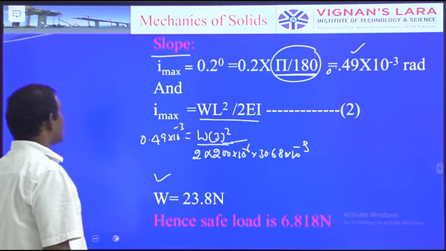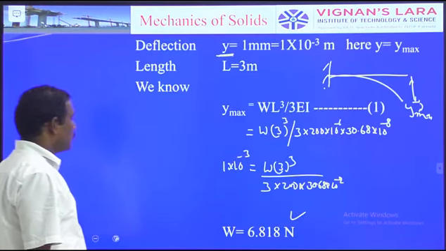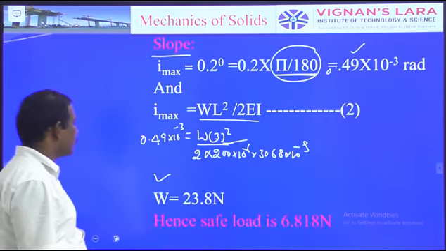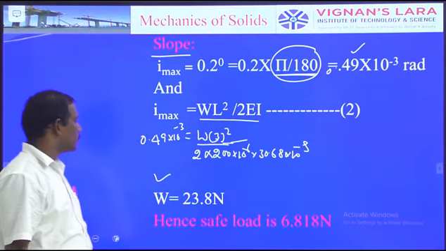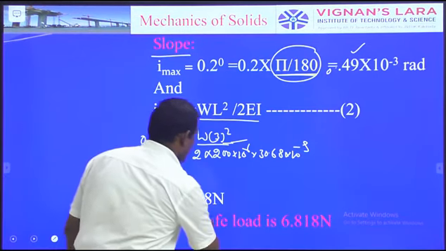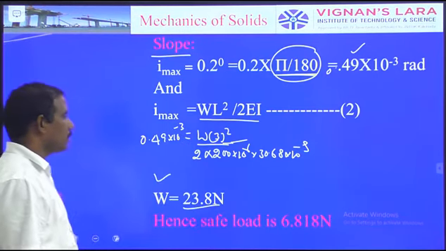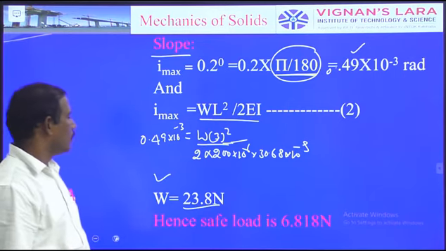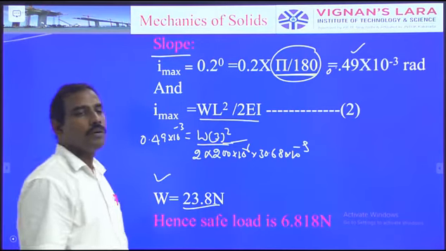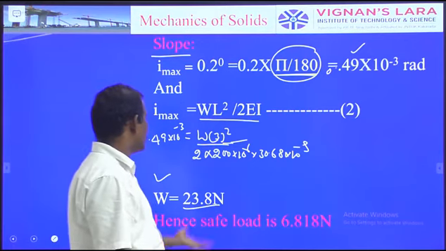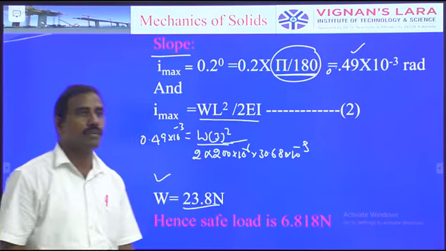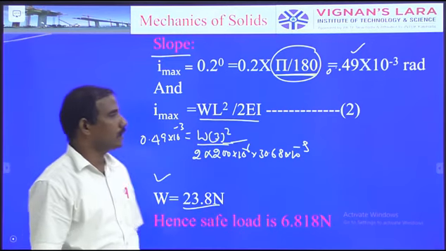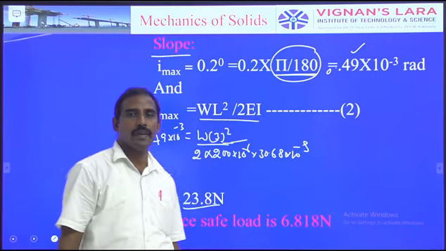So, considering the deflection, the W value is 6.818. Considering the slope, the W value is 23.28. So the preferable one is 6.81 newtons, which is the safe load. So of the two loads, the minimum load is the safe load. This is the way, or the procedure, to find out the slope and deflection.